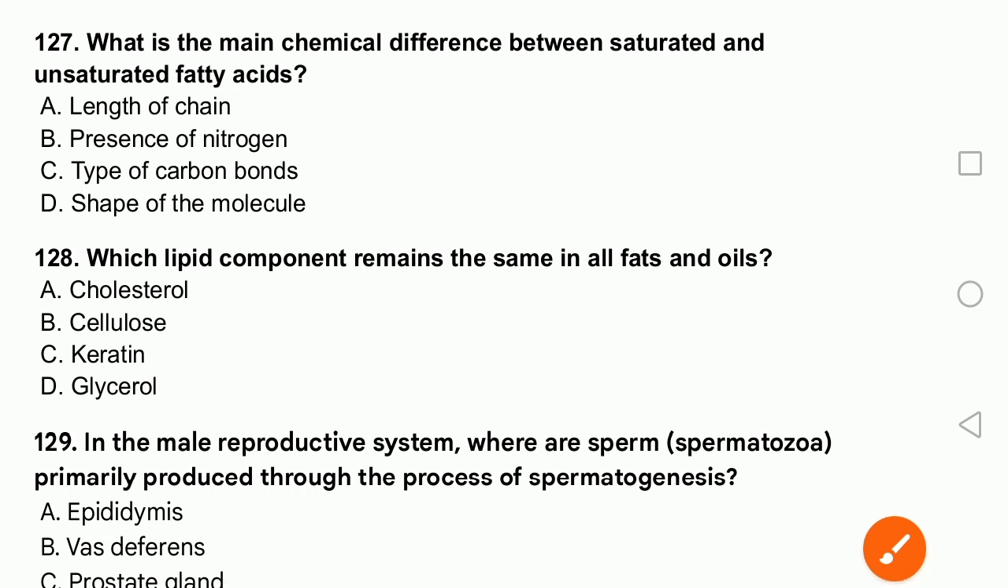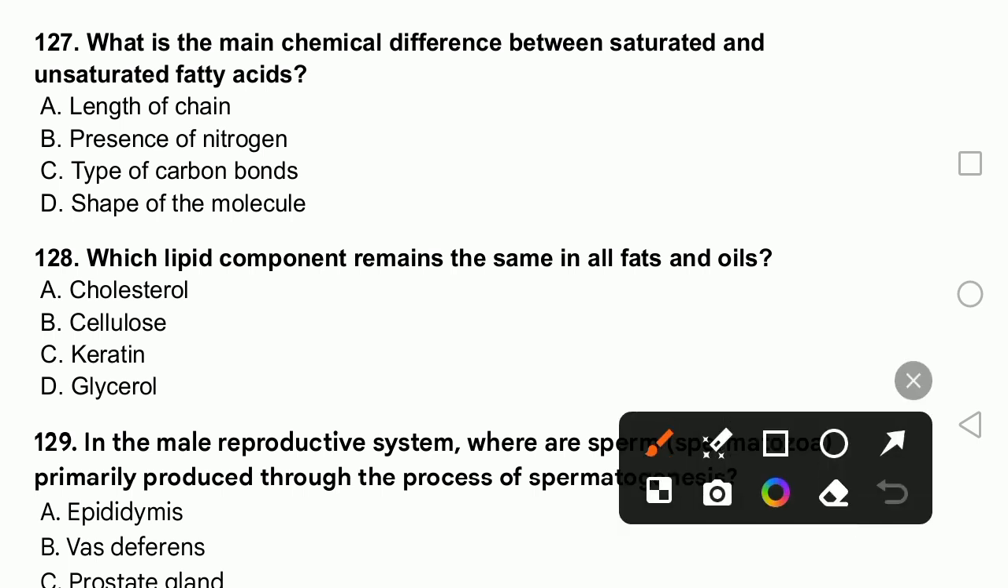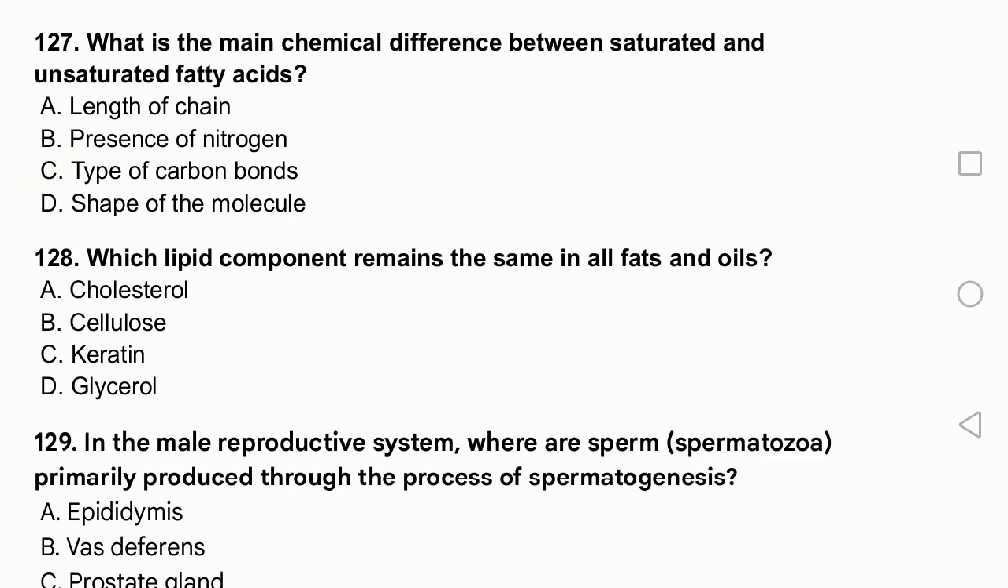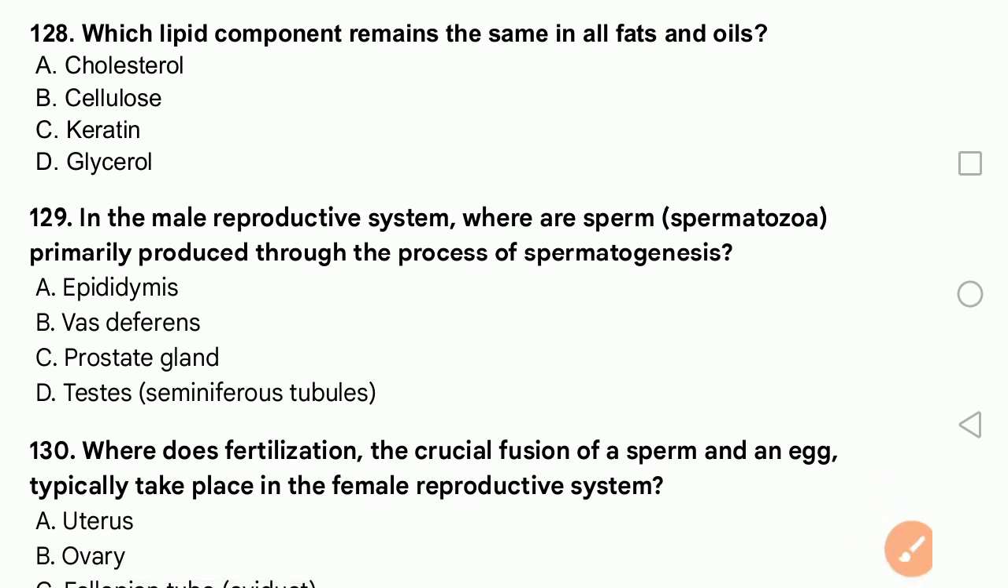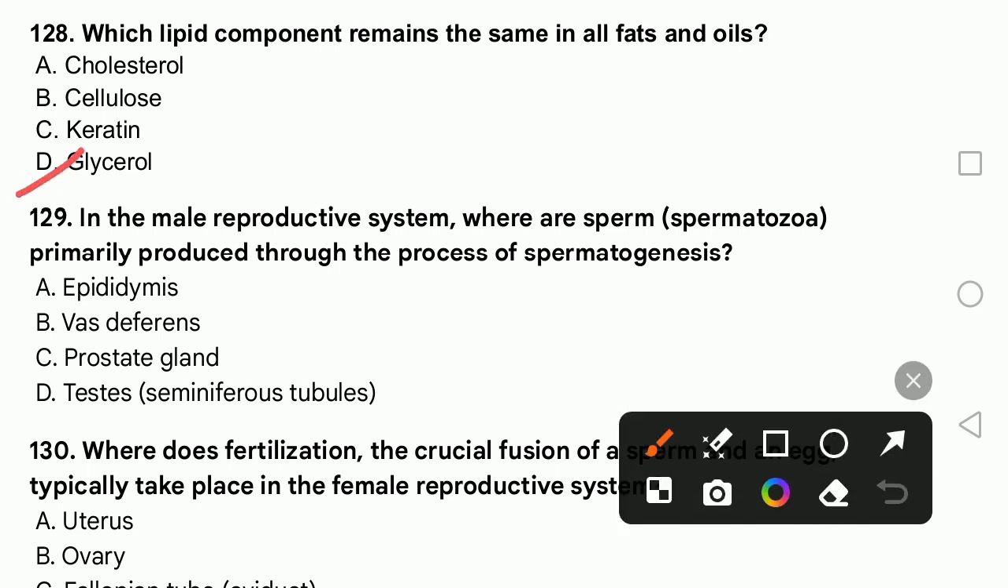What is the main chemical difference between saturated and unsaturated fatty acids? The type of carbon bonds. Which lipid component remains the same in all fats and oils? Glycerol.